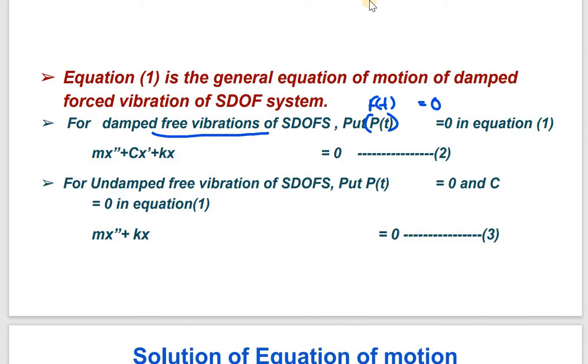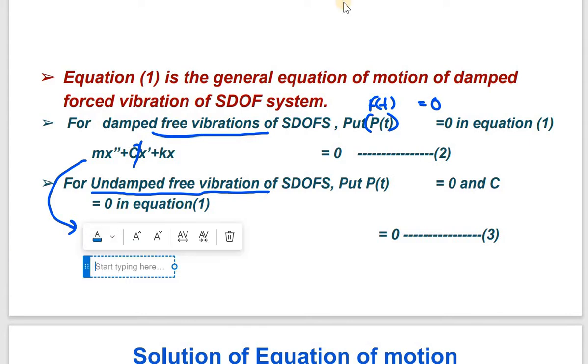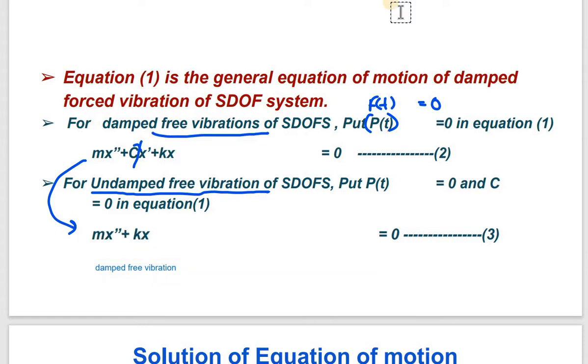Again, this equation is of two types. The C can be 0. When C is equal to 0, we call it undamped free vibration. When C is not equal to 0, it will be damped free vibration. Now we have to take each of these cases. First our discussion will be on undamped free vibration.